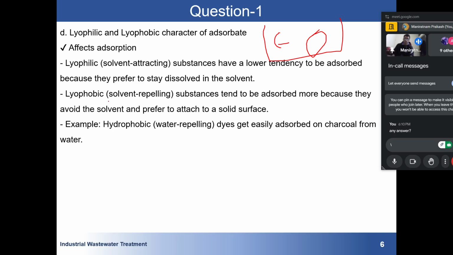In another case, if it is lyophobic, meaning it does not like the water or any other kind of solvent, and we add the solid, then there are high chances that adsorption may occur. So the final answer is all of A, B, C, D are correct. I hope this is clear to you.